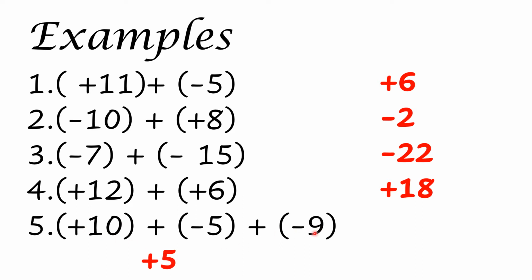So, isusunod natin yung plus negative 9. So, positive 5 plus negative 9. Different sign, so positive at saka negative, different sign subtract. So, 5 minus 9 or 9 minus 5 is equal to 4. Then, keep the sign of the bigger number and you'll be exact. So, the answer is negative 4.